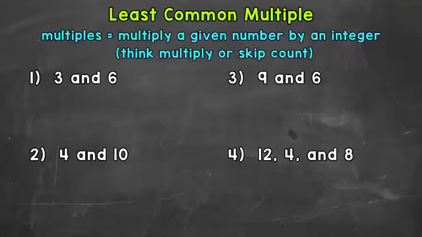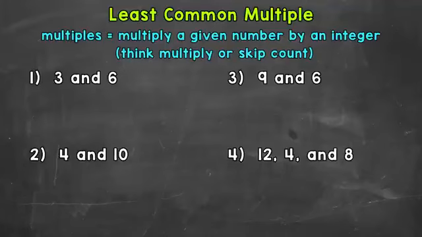Now, when we're talking about least common multiples, let's break that down and think about what this means. Well, least means the smallest in value. Common, in this case, means that something is being shared. And then multiple, well, we get a multiple of a number when we multiply that given number by an integer. Think multiply or skip count when you think of multiples. Now that may sound a little confusing, but it's actually not too bad. I think an example will make it much more clear.